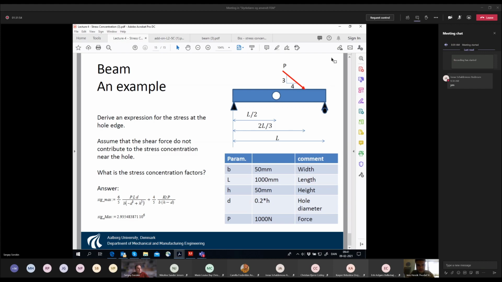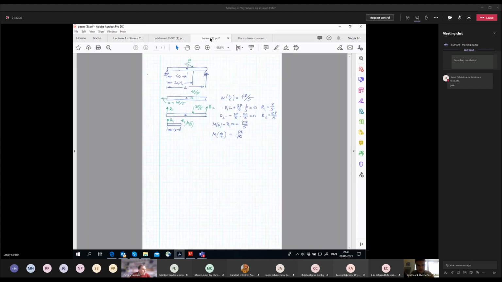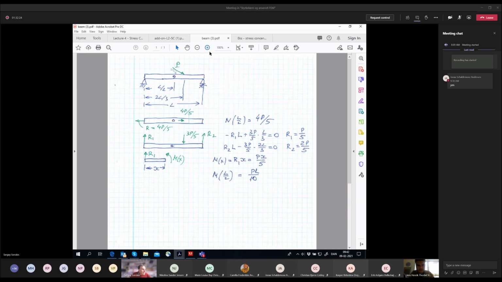And we have this force acting at the angle defined by this ratio 3, 4, and here it would be 5, of course. And then we have the hole, and all the numbers are given, and then we want to find the stress concentration factor for this case. So what we do first, just let me show you this one. Can you see this drawing?